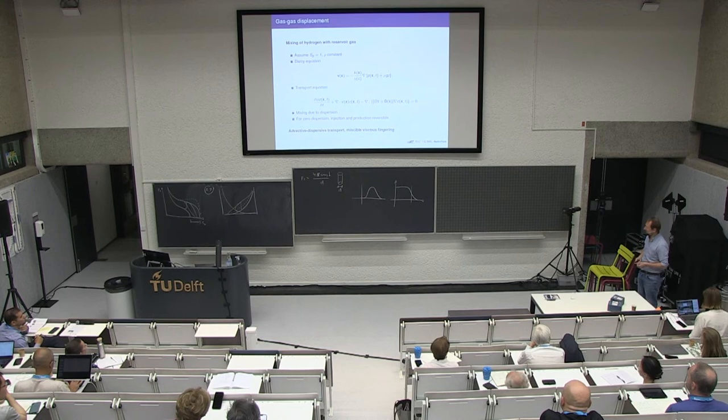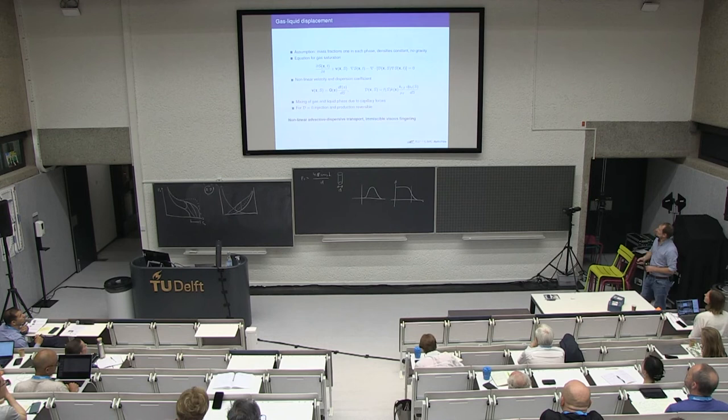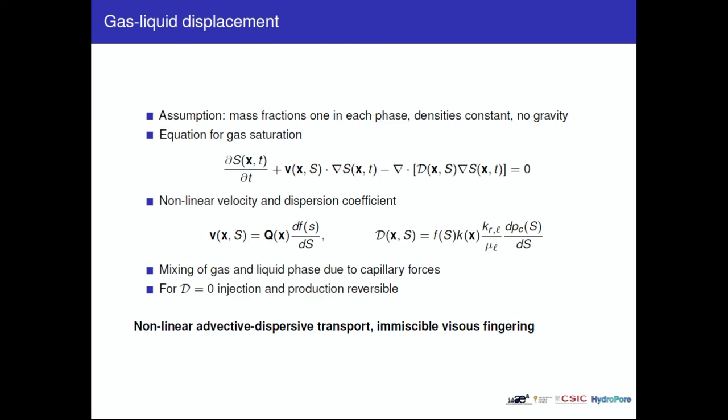So now the next process, gas-liquid displacement. Also here, let's assume that we just have gas and fluid, so mass fractions are just 1 in each phase, density is constant, no gravity. Then we can simplify this system of equations to an equation for the saturation. This is actually a nonlinear advection diffusion equation. The drift term is given by the total displacement times the derivative of what is called a fractional flow function. And the dispersion coefficient is also nonlinear, it depends on the saturation. The mixing of the gas and liquid phase, let's say the mixing of two immiscible fluids, is due to this term that depends on the capillary pressure. But also here, if D is equal to 0, so if there is no capillarity, which would be the Buckley-Leverett problem, then you have a reversible injection production scenario.